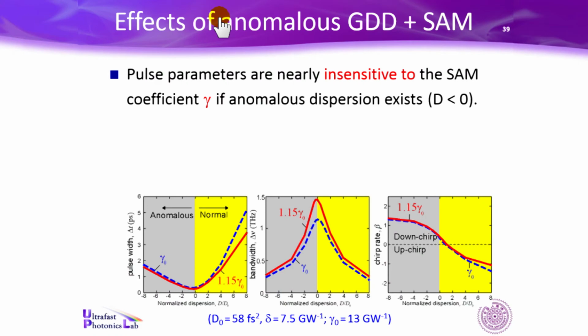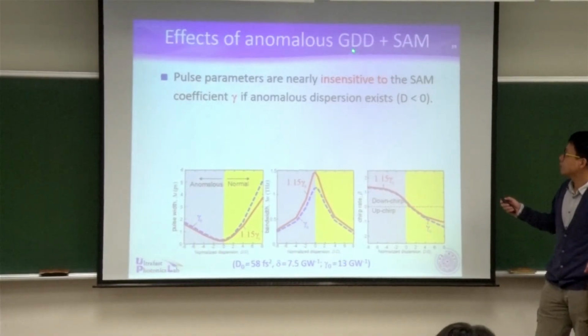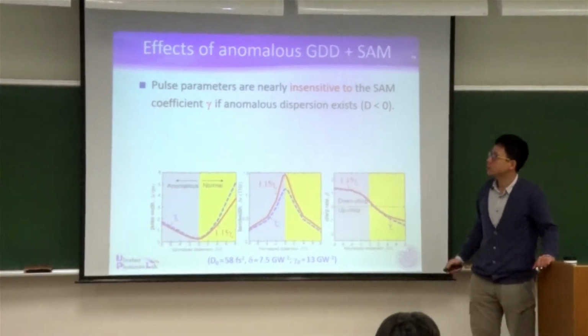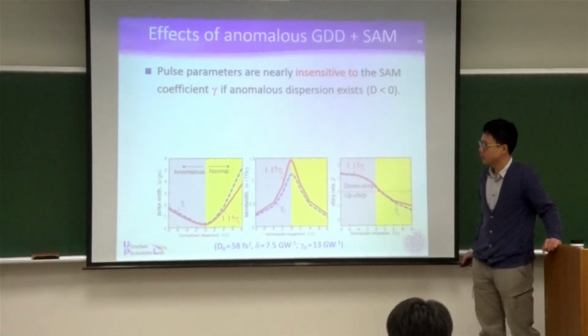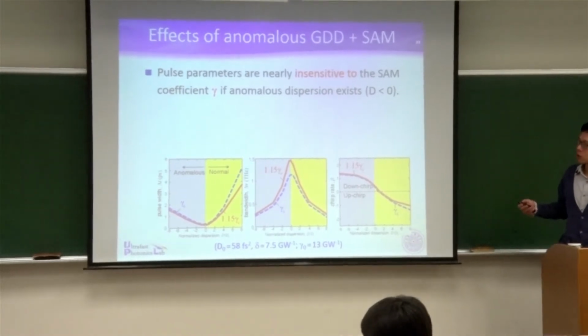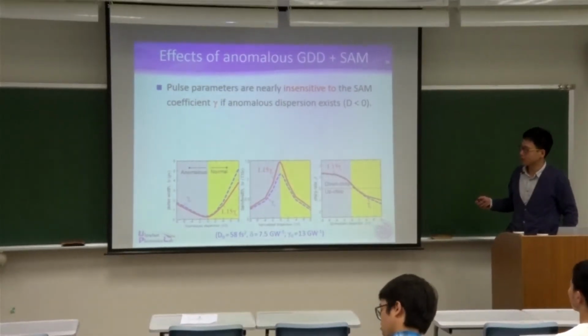This is the last slide of section 4-3. It talks about the effects of anomalous GDD and SAM. GDD is the group delay dispersion, and SAM means self-amplitude modulation. So the figures are a little bit different from those we have seen in the previous slides.